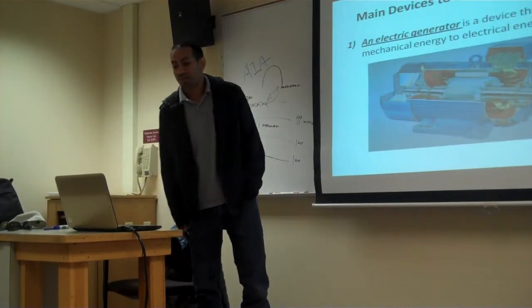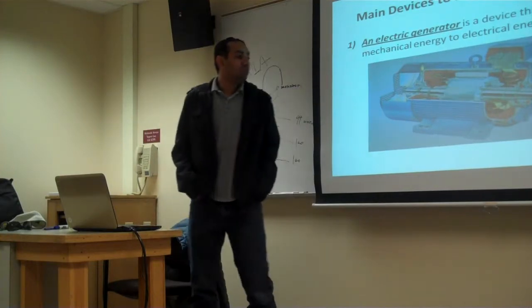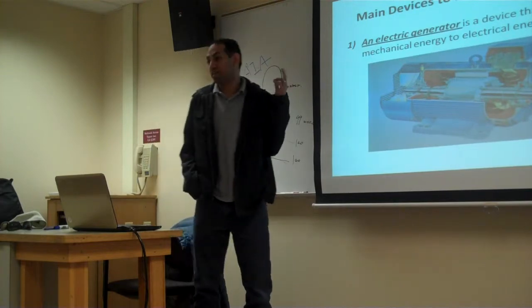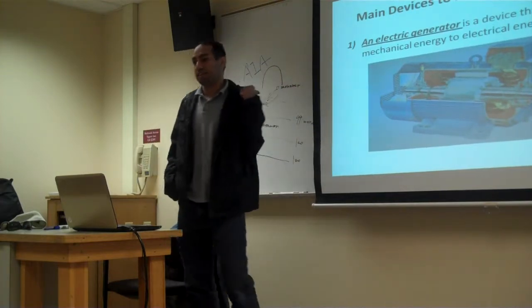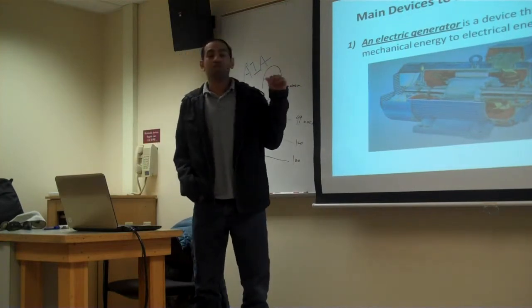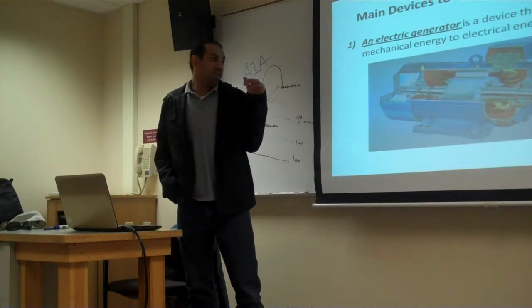Now I will give you just a small idea about how to produce renewable energy with two main devices to produce the electricity. The first one is called the electrical generator. It's a device that converts mechanical energy to electrical energy.